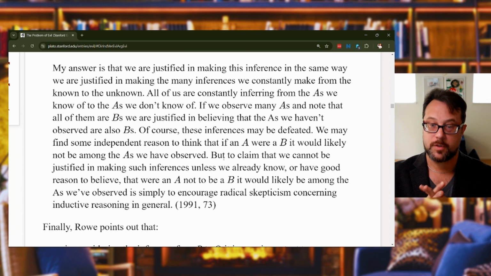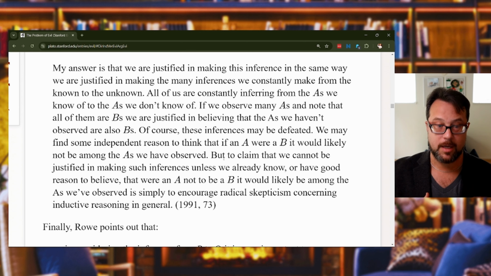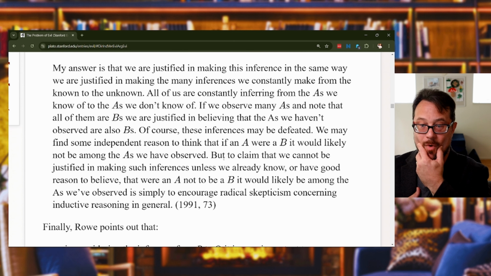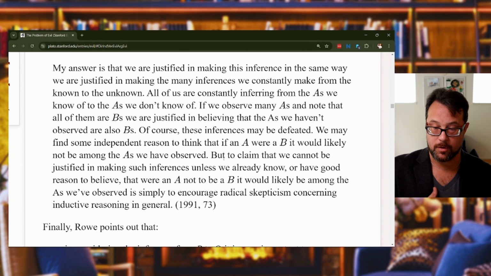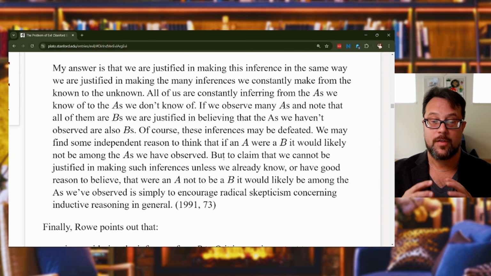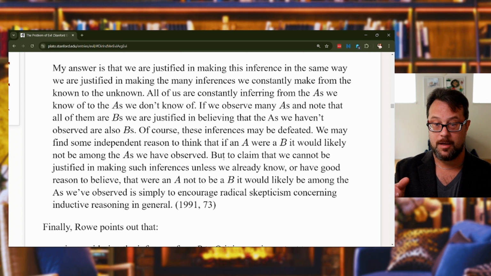"Of course, these inferences can be defeated. We may find some independent reason to think that if an A were a B, it would likely not be among the A's we've observed. But to claim that we cannot be justified in making such inferences unless we already know or have good reason to believe that were an A not to be a B, it would likely be among the A's we've observed."